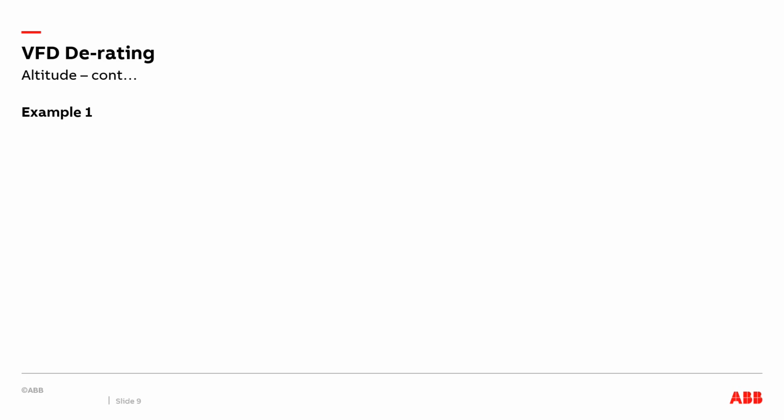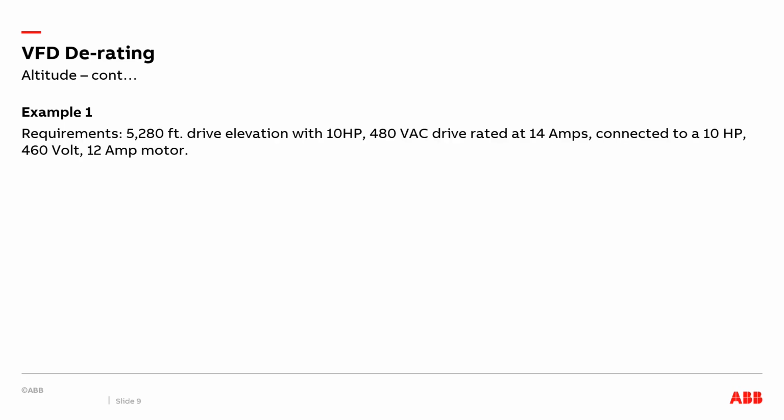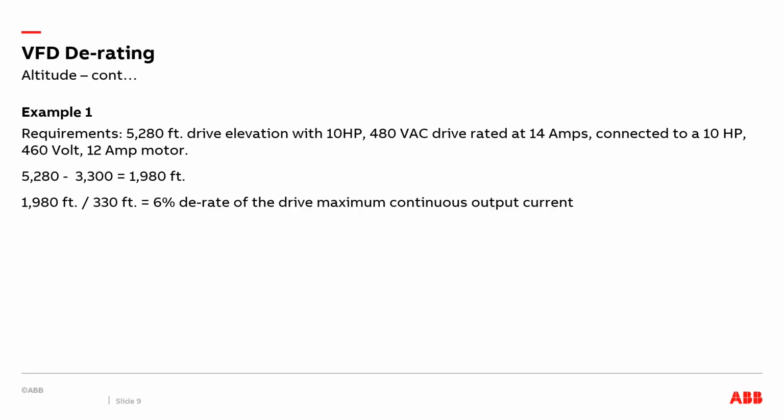So let's do an example, though, when we're talking about altitude. Our first example is that we have a drive that's going to be installed at 5,280 feet, and the drive we're using is a 10 horsepower, 480 volt three-phase rated drive that's rated at 14 amps. We're going to take that drive and connect it to a 10 horsepower, premium efficient, 460 volt motor that's rated at 12 amps FLA.